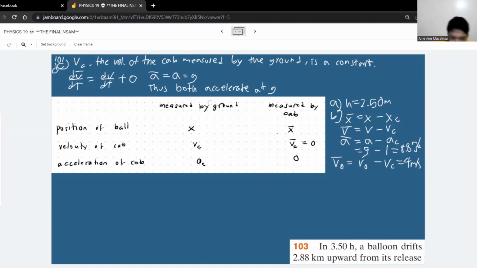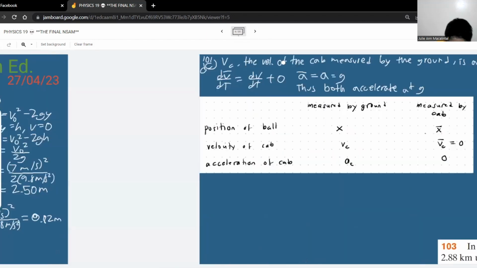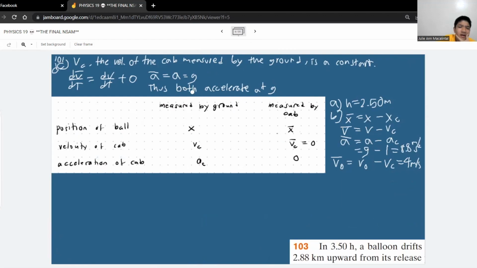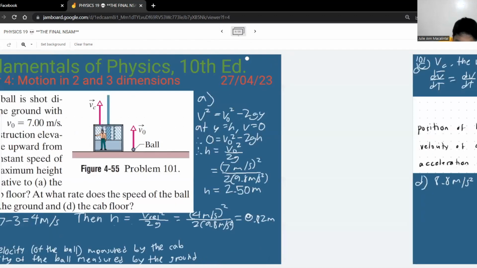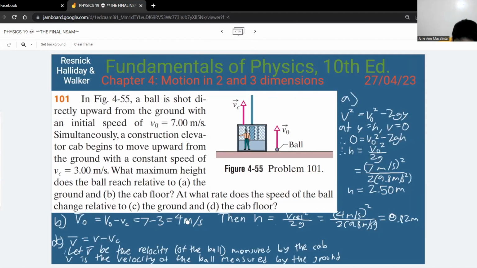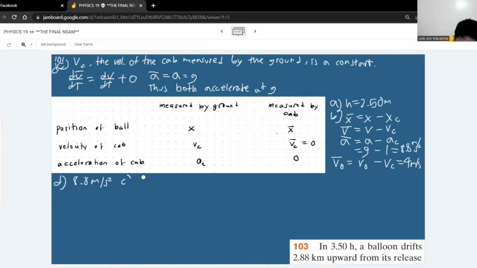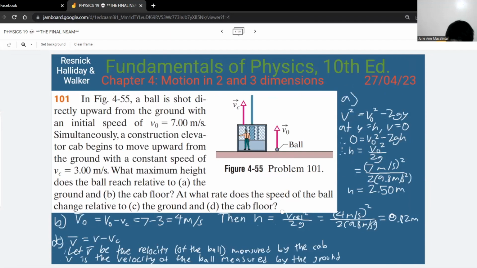So actually, I think this solves already po yung D. Yes, D. This already solves D actually. D is already solved. And, di ba? C relative to the ground still stays the same. Okay, so ang problema is sa B. Ano yung maximum height as measured by the cab?